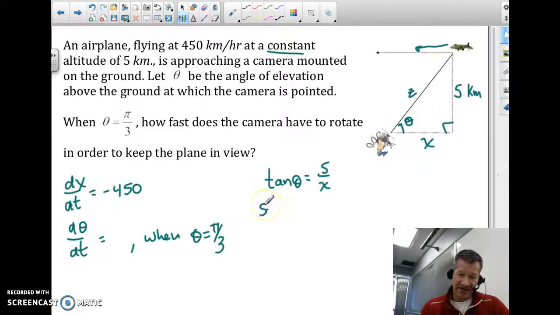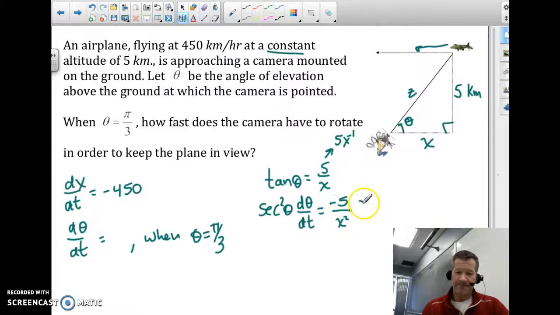The derivative of tangent theta is secant squared theta times the derivative of theta with respect to t. Now 5/x, we can think of that as 5x to the negative 1, so that derivative would be negative 5x to the negative 2, or negative 5 over x squared times the derivative of x with respect to t. Now, I know theta is going to be pi over 3. I know dx/dt is negative 450. I don't know x, or do I?